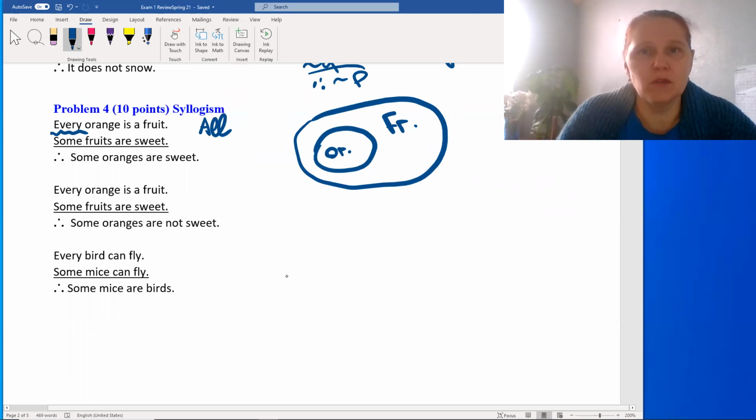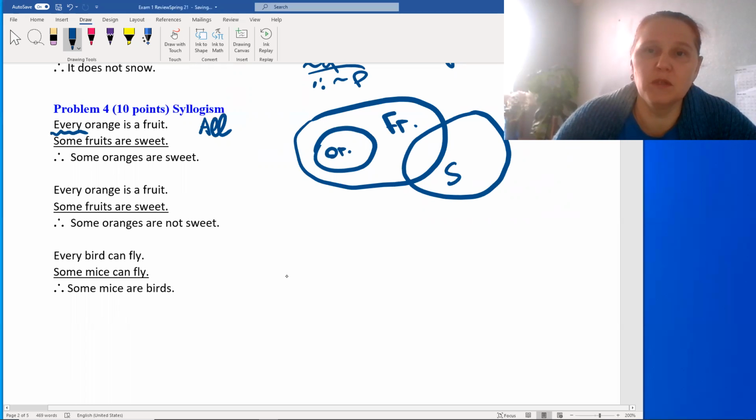So we have a circle for sweet. It can be put somewhere touching, overlapping with fruits, but let us look at the conclusion. Some oranges are sweet. We can prove it invalid by putting sweet so that the premises are satisfied. Some fruits are sweet, but some oranges are sweet is wrong. So the syllogism is invalid.